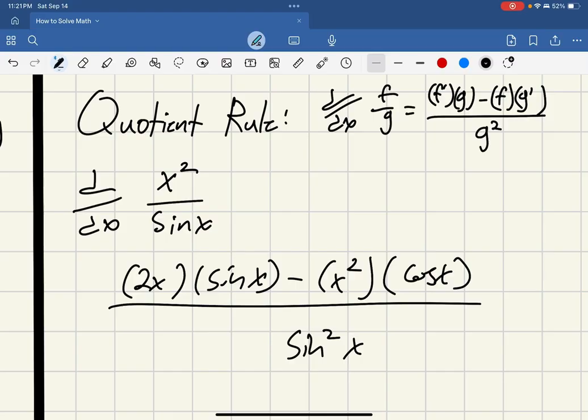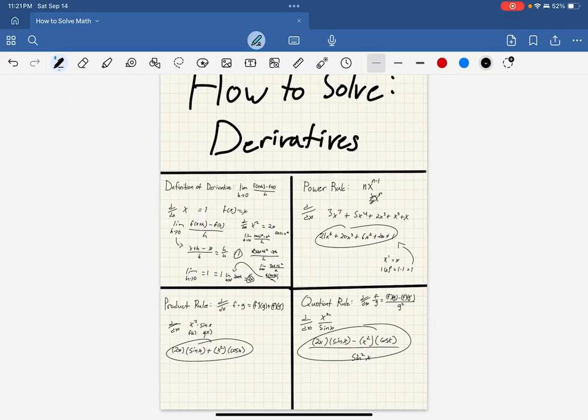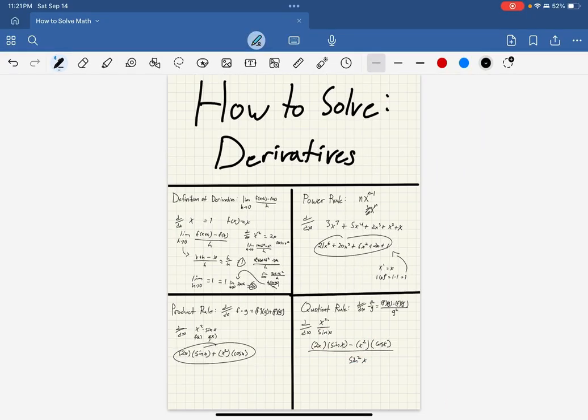That is how you solve the 4 different types of derivatives, which I think are going to be the main 4 on the Calculus AB exam.